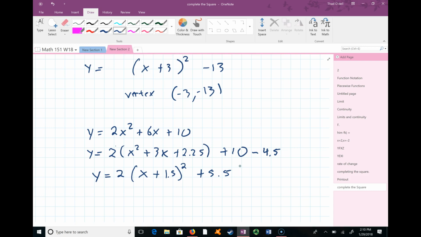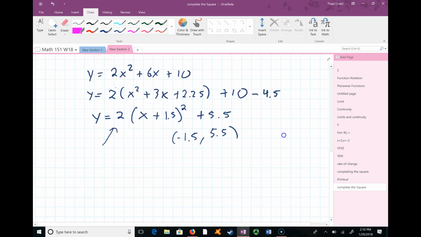And we've got a nice parabola in vertex form. I can see the vertex looking at me. That looks like (-1.5, 5.5). And we also see the stretch factor sitting there. It's twice as tall as normal. It's been stretched vertically by a factor of 2. And that is completing the square.